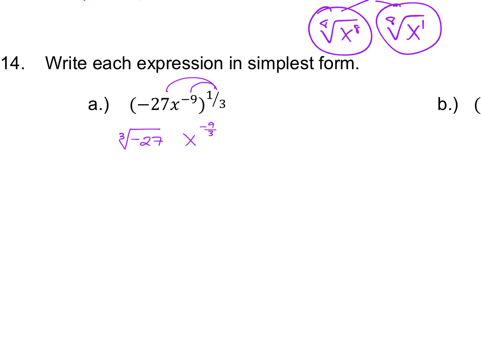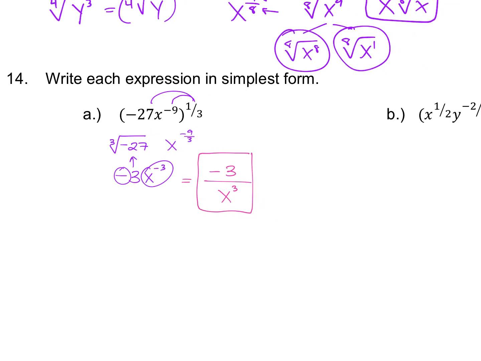So this is negative 3 when we take the cube root of negative 27, and then x to the negative 3rd. Well, this is going to move to the bottom. Remember, that negative 3 doesn't move anywhere. You still have a negative 3 on top, but then x to the positive third power on bottom.